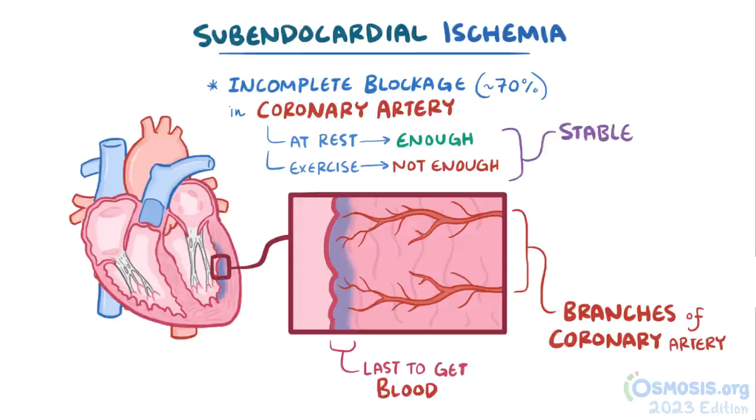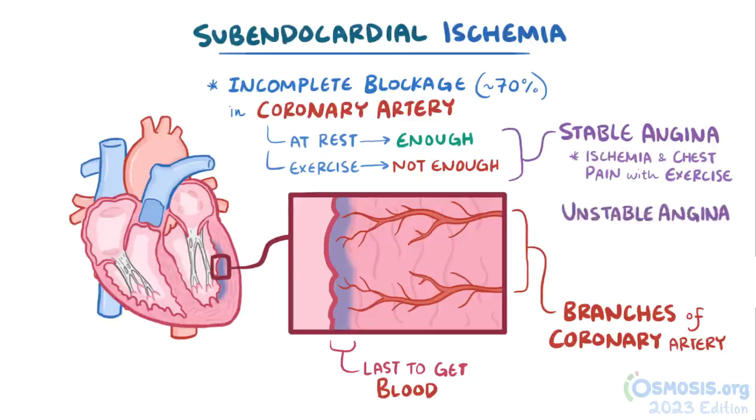This condition is called stable angina, because there's ischemia which causes chest pain with exercise, and then it disappears with rest. And there's also unstable angina, which can happen with incomplete blockage of a coronary artery, but in this case, chest pain appears at rest.